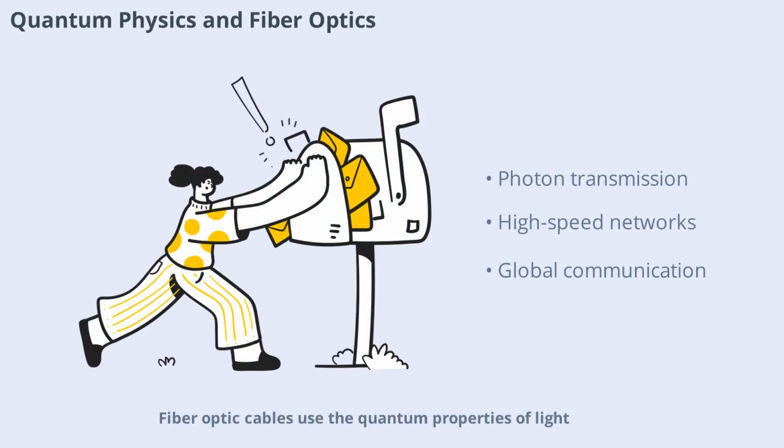Fiber optic cables use the quantum properties of light to transmit information over long distances with minimal loss. By understanding how photons travel through glass fibers, engineers have created high-speed communication networks that connect the world. Quantum physics is at the heart of this technology.